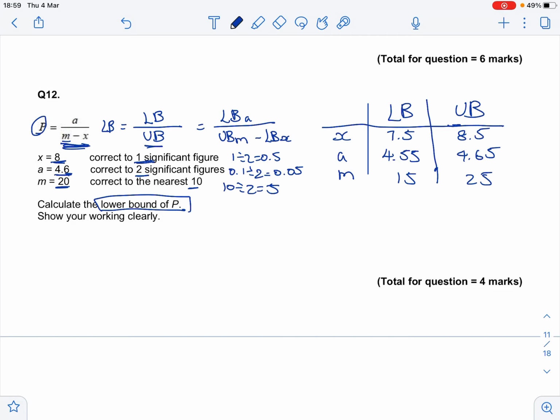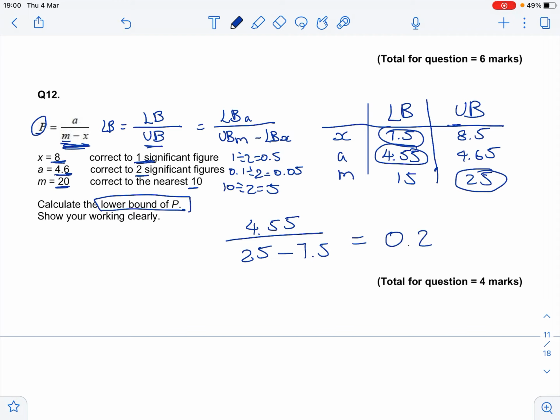So what I'm interested in is the lower bound for A, upper bound for M, and the lower bound for X. So substitute your values. Lower bound for A, 4.55. Upper bound for M, 25. Minus lower bound for X, 7.5. Type into your calculator, you should get 0.26.